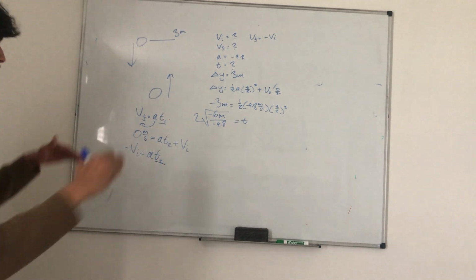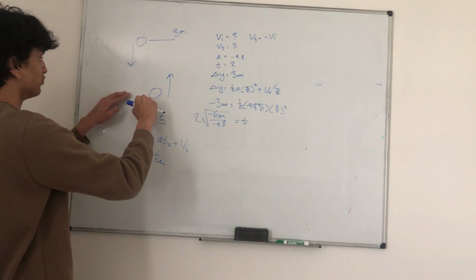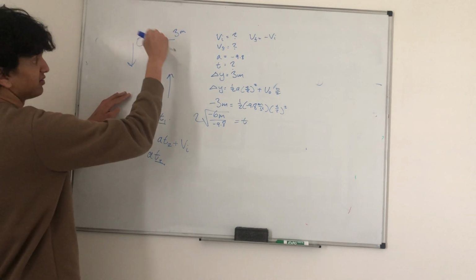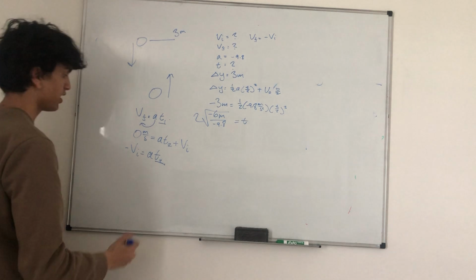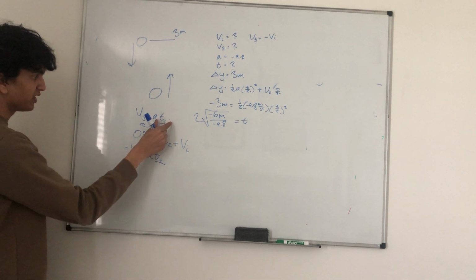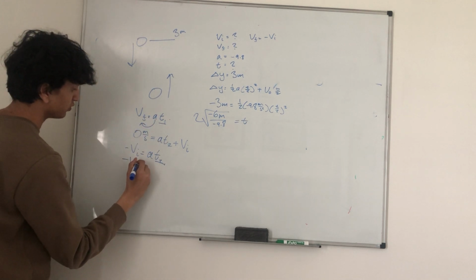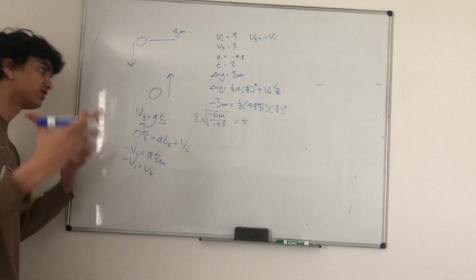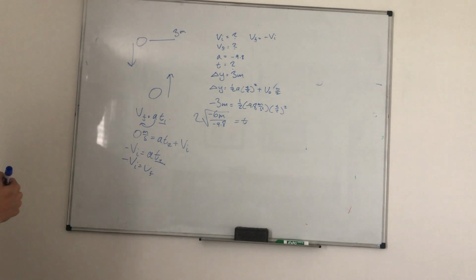Why are they the same? Because it takes the same time to go all the way to this height, and it takes the same time to fall all the way back down. So if this is equal to that, negative v initial is equal to v final. So that's just something I thought I'd bring up. It's a really important key.